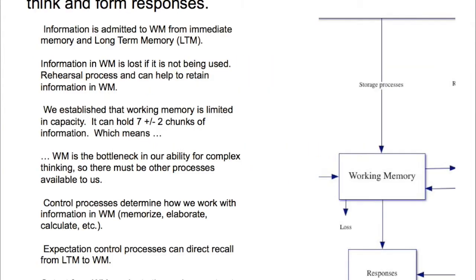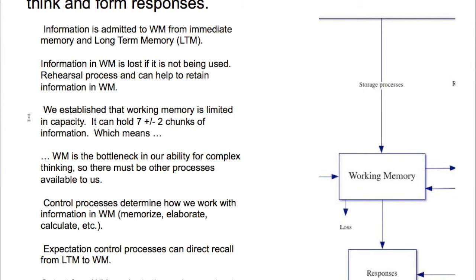Now, to review then, we have information admitted to working memory from immediate memory. We haven't really talked about long-term memory yet. Information in working memory is lost if it's not being used. So we use rehearsal processes to retain information in working memory. That's like if you look up a phone number, and between the time you've looked it up and you run over to dial the phone, you may have repeated that number to yourself. That's called rehearsal.